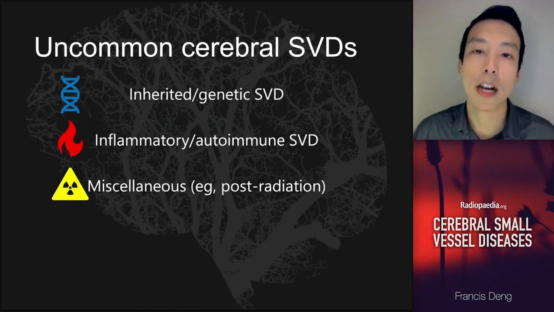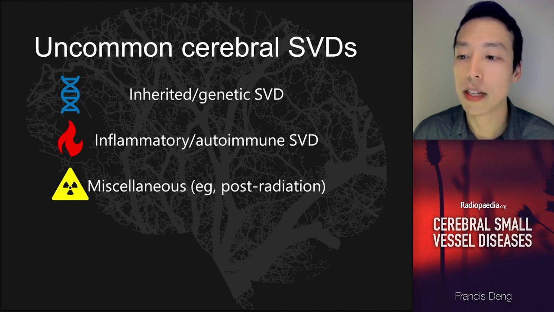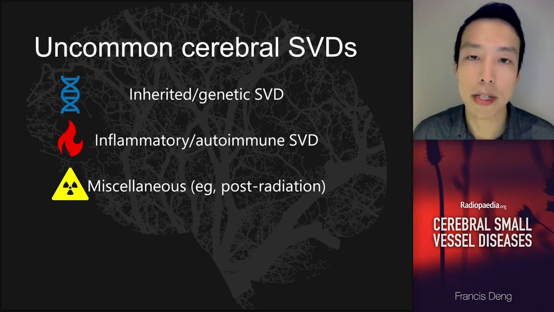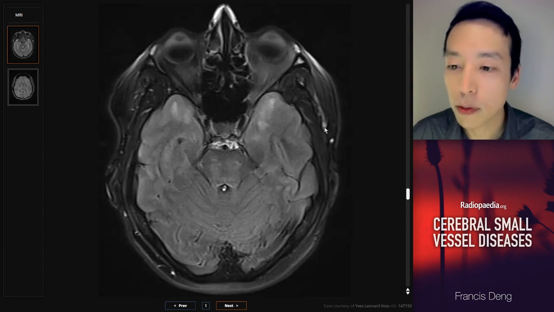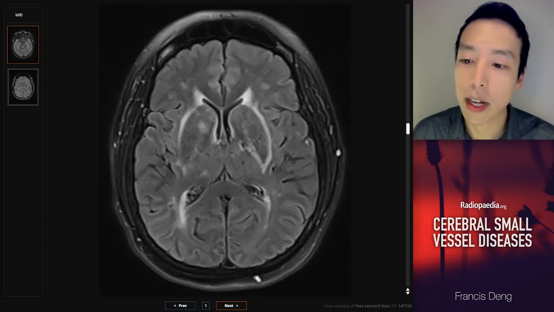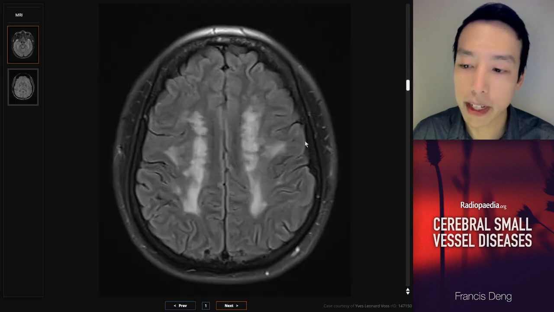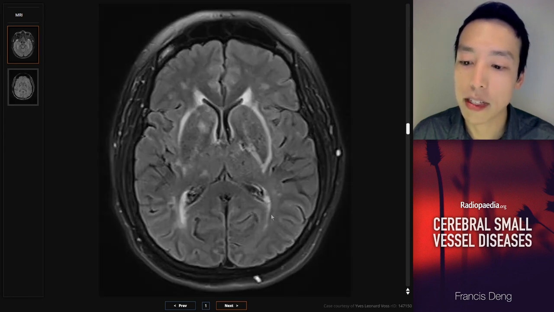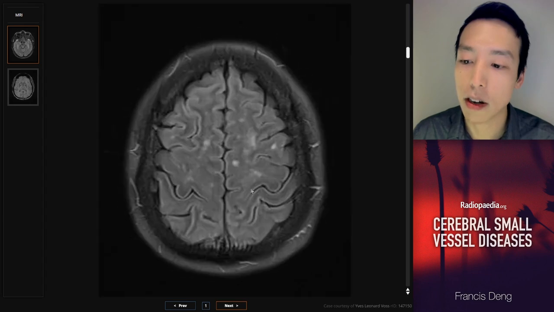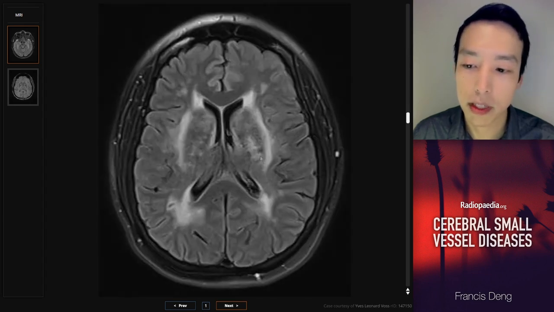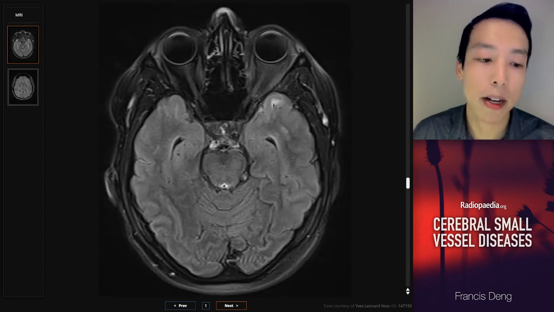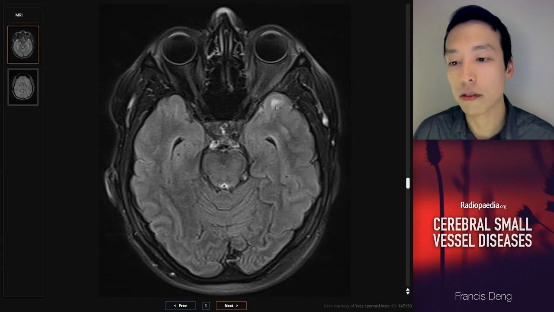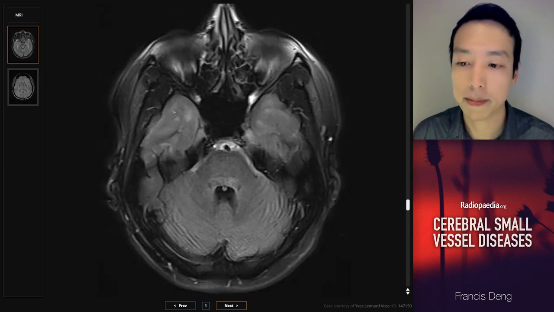Now, I want to transition to a group of uncommon cerebral small vessel diseases. These include inherited and genetic small vessel disease, inflammatory and autoimmune small vessel disease, as well as miscellaneous, including post-radiation angiopathy. Our first case was a younger person who had brain imaging because of headache, and they have these white matter hyperintensities that are at least Fazekas grade 2, if not 3, because of their confluence. But what's unusual about this pattern is that there was also white matter hyperintensity of the subcortical white matter of anterior temporal lobes bilaterally.